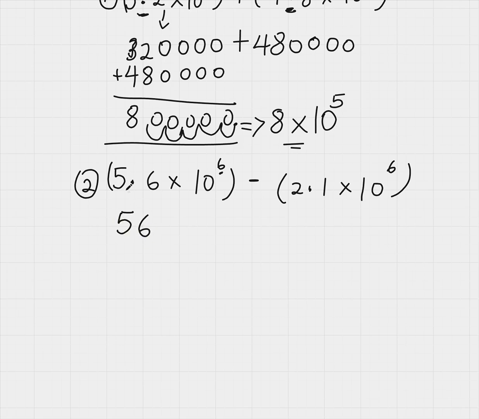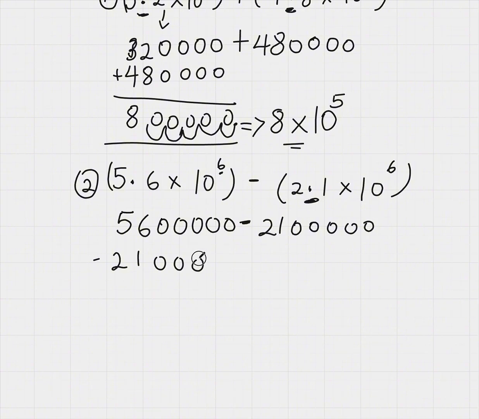5, 6, we're going to write this as a whole number. And because this is decimal, it means the number of zeros will reduce by 1. So instead of 6 zeros, we're going to put 5 zeros: 1, 2, 3, 4, 5. Minus the same thing here, we have 21. Because it's got a decimal here, instead of 6 zeros, we're going to put 5 zeros. So now, all you do is use the column subtraction method to subtract the numbers. And so this is the answer you get.